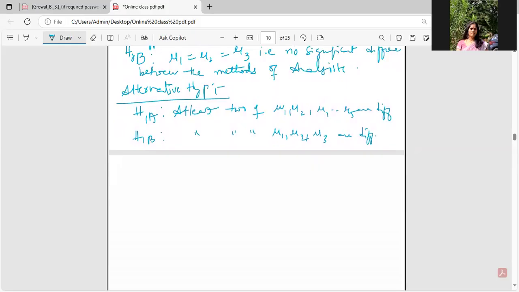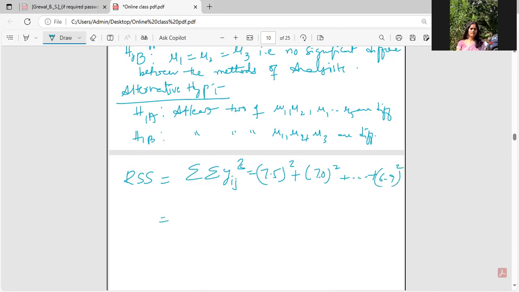Okay. So raw RSS would be nothing but summation Yij whole square. Okay, which is nothing but the sum of squares of all the values. 7.0 whole square. The last value would be 6.9, guys, whole square. Okay, so this would give me 765.67.